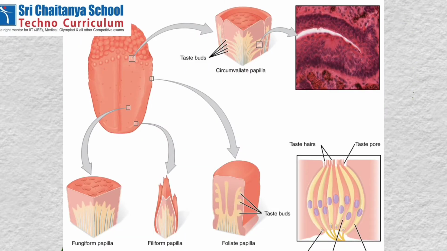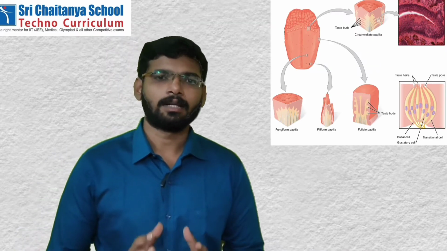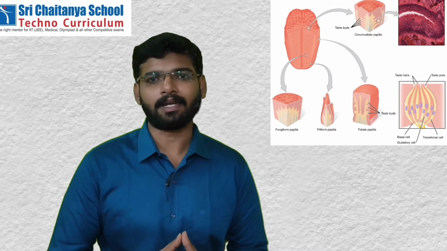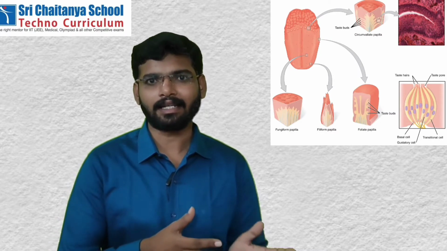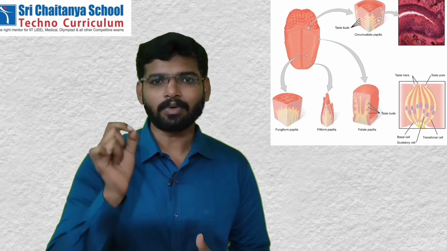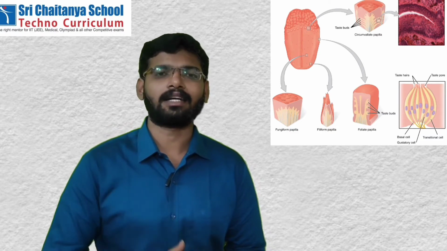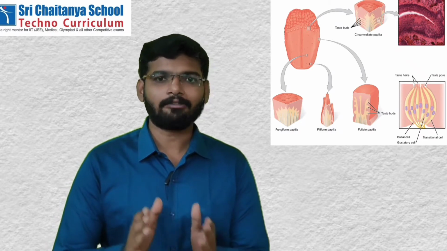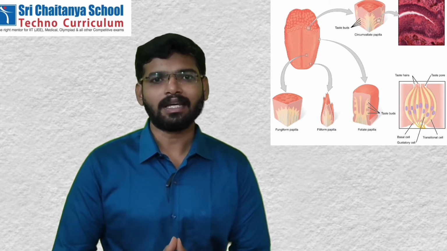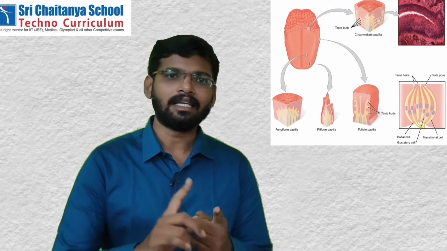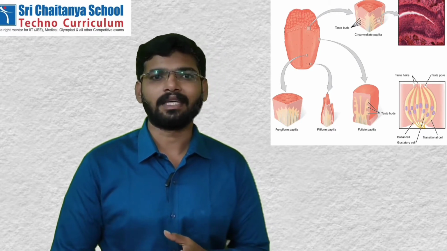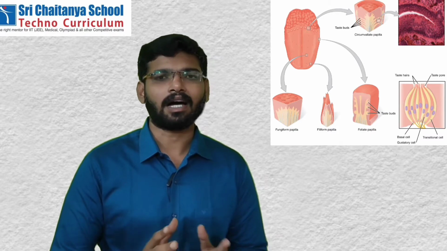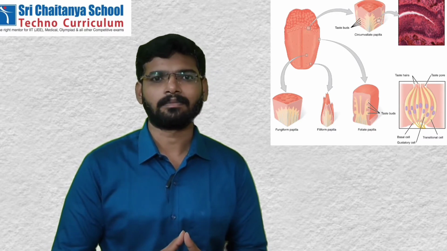Actually, so many types of papillae are there. Let us see about the papillae that are present in your tongue. There are 4 kinds of papillae. Papillae means, as I said earlier, the tiny projections from the tongue. The first one is circumvallate papillae. Usually, these circumvallate papillae are 8 to 12 in number. They are present at the base of the tongue. They have almost 100 taste buds in them.